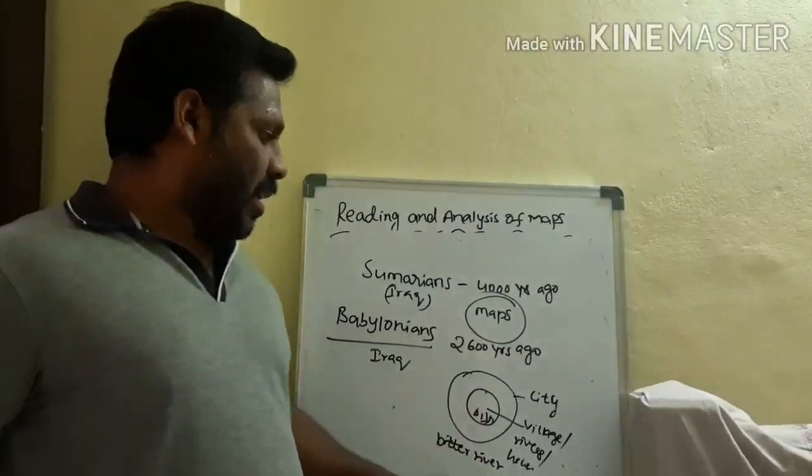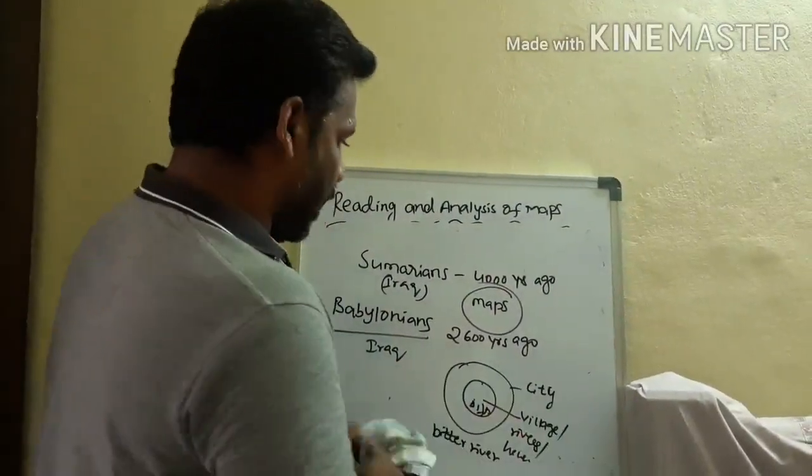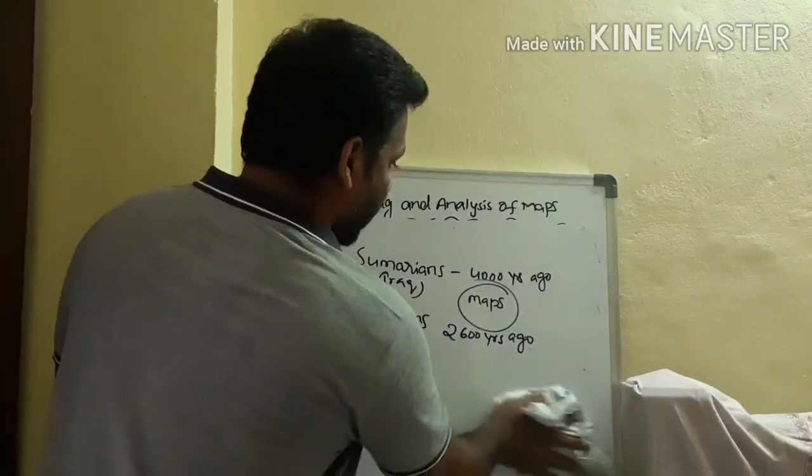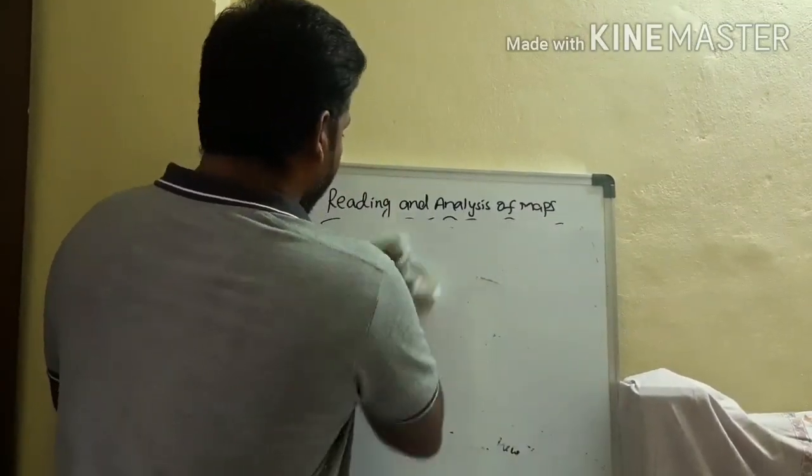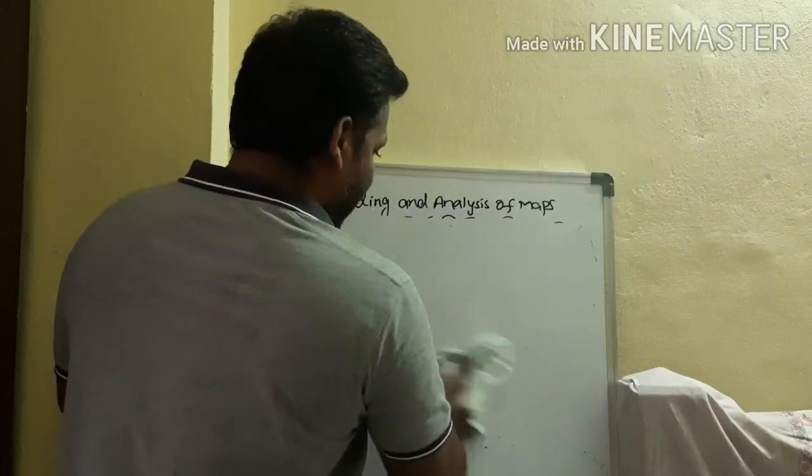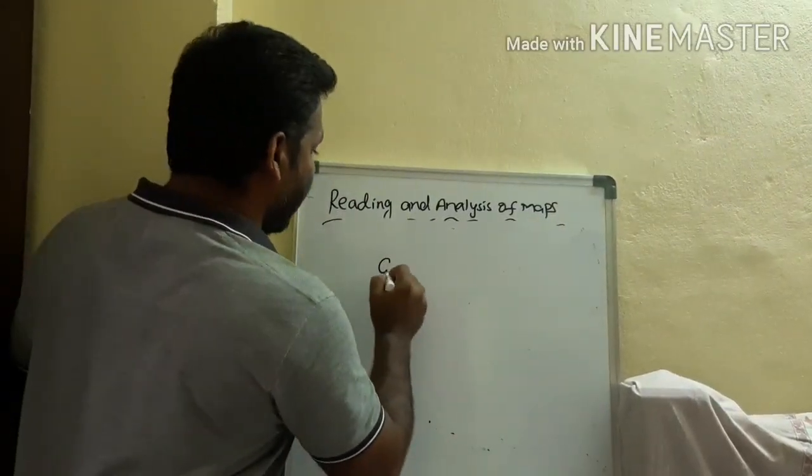After the Babylonians we can find the Greeks next. Greek people. Who are there next? First Sumerians over, next Babylonians over. Present name is called what? Iraq only. Now Greeks.